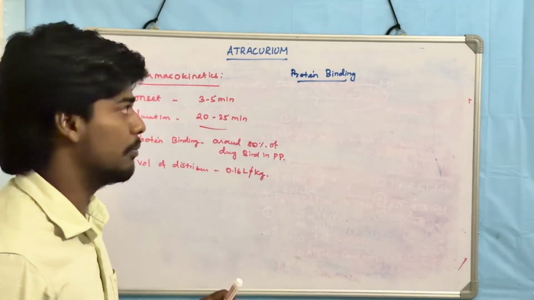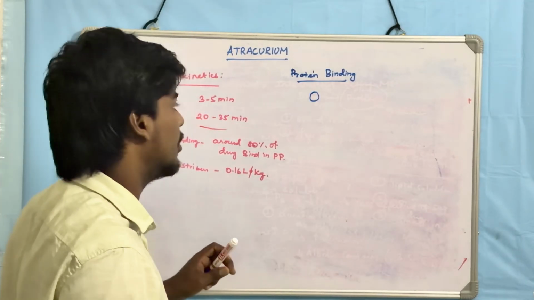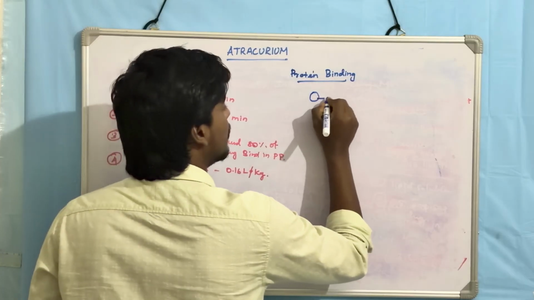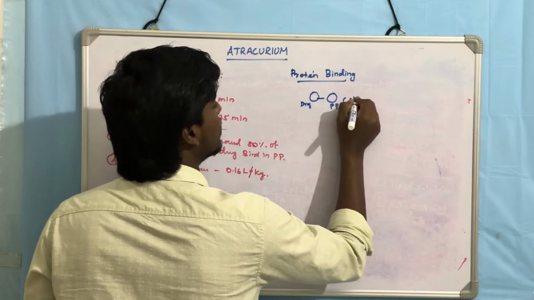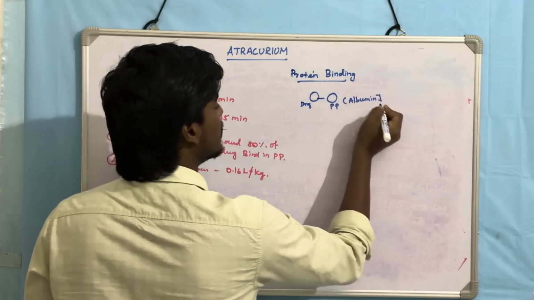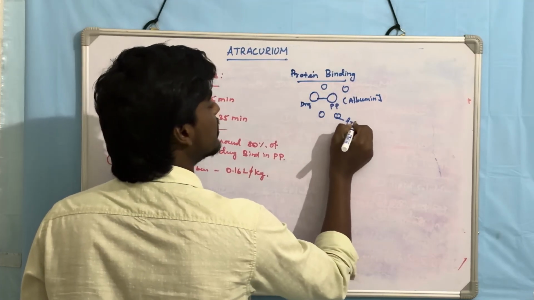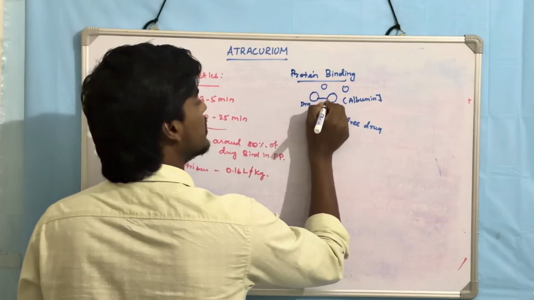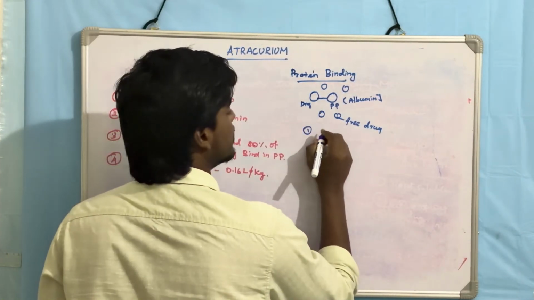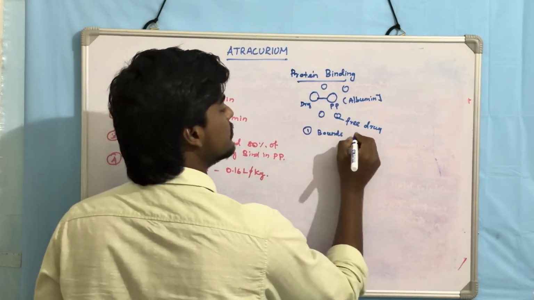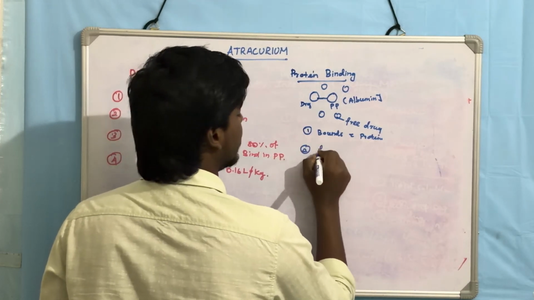Protein binding means that after giving a drug, some amount of the drug binds with the plasma protein, especially albumin. Some drugs are free, and some are bound with the protein. So two forms are there: one is bound with protein, and another one is free drug.